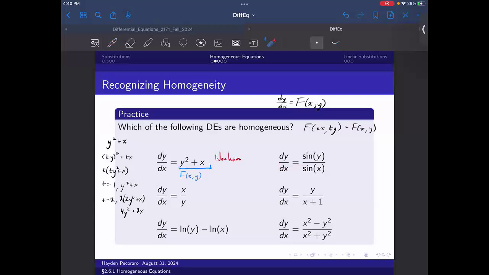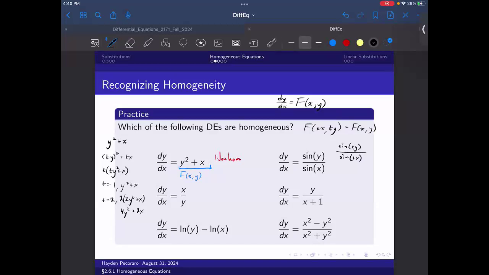dy dx equals sine y over sine x. You think it is homogeneous? Anyone think it's not? Okay, let's check. Actually, let's leave that up and then we'll do it over here. So sine of t times y over sine of t times x. All right, do I get to factor constants out of sine? No, it's not a linear function.